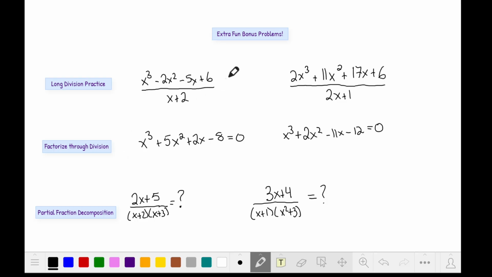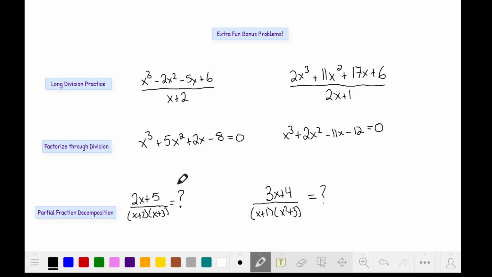So for the top 2, we want long division. For the middle 2, I've given you factorization through division. So notice that these ones are equal to 0, so that when you factorize, you know that each of those factors has to add up to 0, unlike this top one, which doesn't have an equality sign. So with the long division, you're working with expressions to make them easier. The bottom one, we're factorizing because there's an actual equals 0 at the end, and we could get solutions if we wanted to.